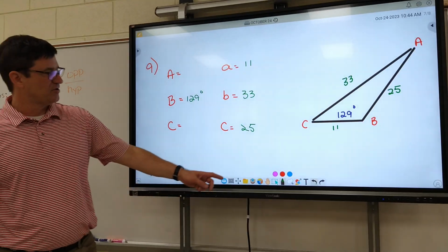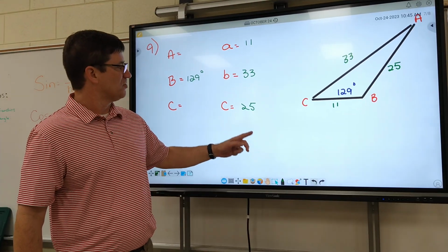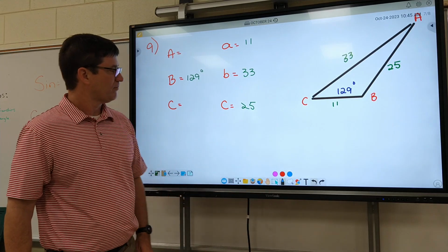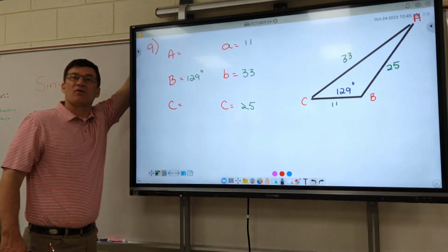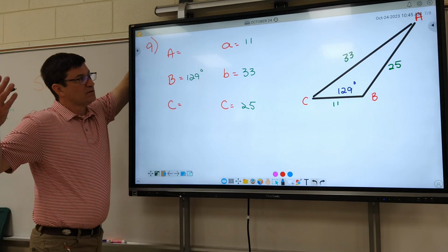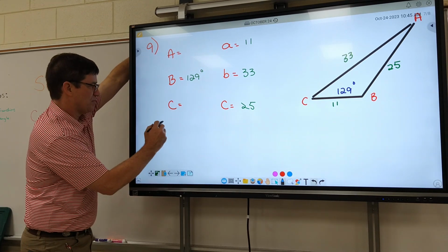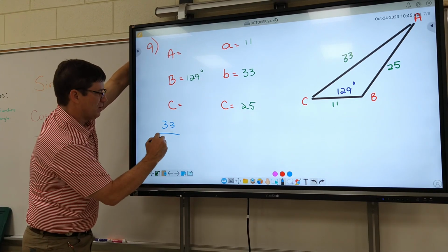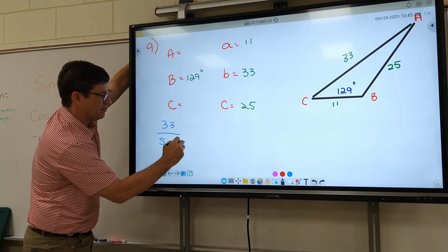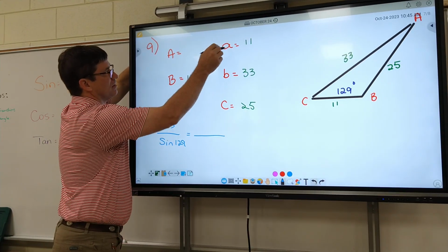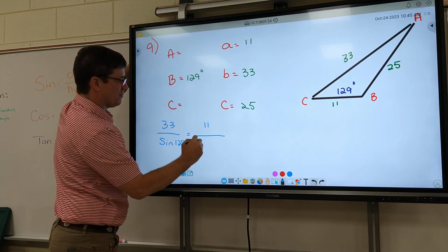All right, Laney, which letter do I have to start with on this one? A, B, or C? B. You do have to start with B because that's the only one that's got both answers. So I put 33 on top over sine of 129 equals 11 on top over sine of capital A.